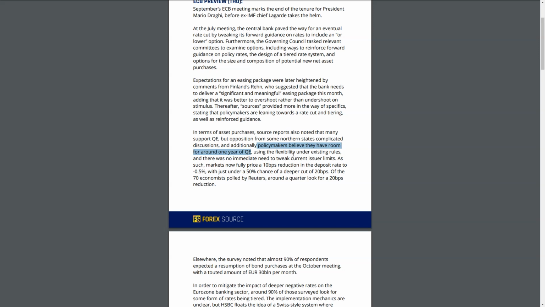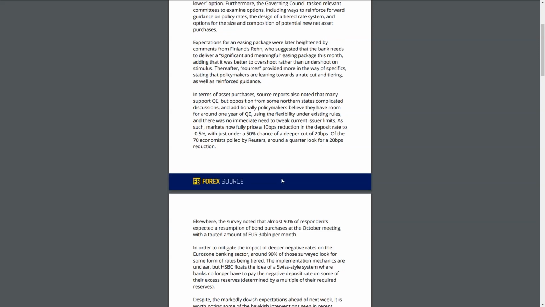And we can also see the markets are now fully pricing in a 10 basis point rate cut for this meeting, with just under a 50% chance of a deeper cut of 20 basis points. Now, we can see of 70 economists polled by Reuters, around a quarter of them are looking for a 20 basis point reduction in the deposit rate. So if we just quickly summarize this, the markets are expecting a 10 basis point cut this week, but a quarter of the analysts are expecting a 20 basis point cut, and the majority of participants do expect to see some form of a restart of the QE for another 12 months, but they are divided on the amount.